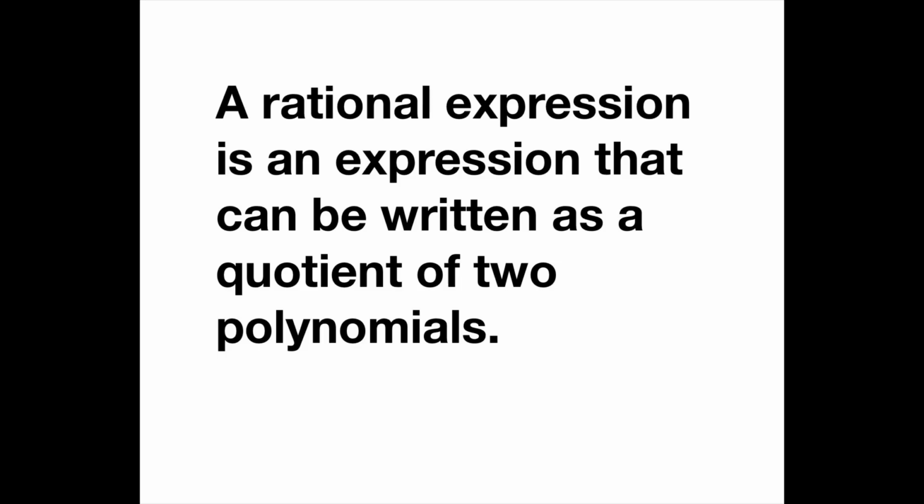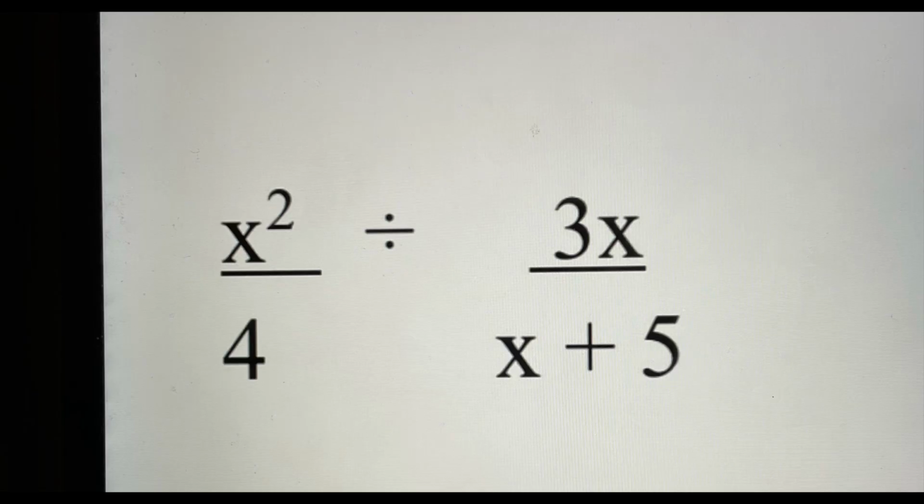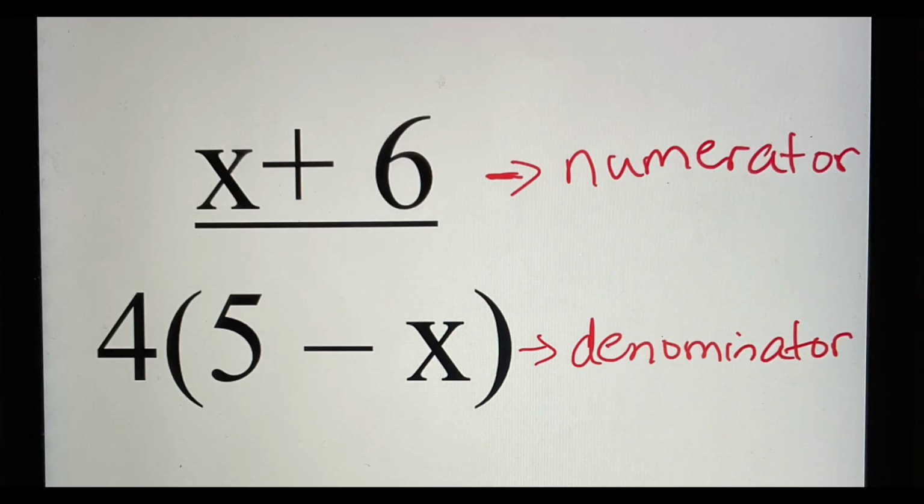Today I am going to demonstrate to you how to add and subtract rational expressions. Now what is a rational expression? A rational expression is an expression that can be written as a quotient of two polynomials, and you will have the slash sign or the actual division sign. You will have a polynomial on the top, which we call the numerator, and a polynomial on the bottom, which we call the denominator.